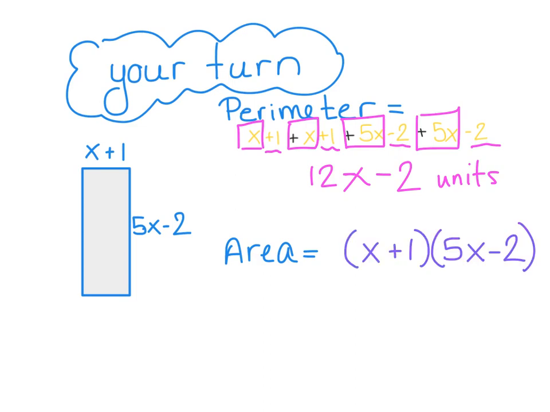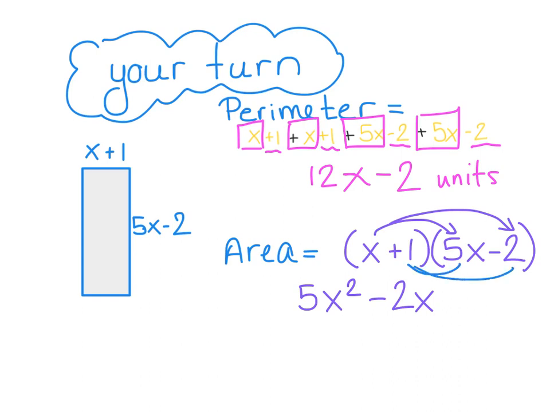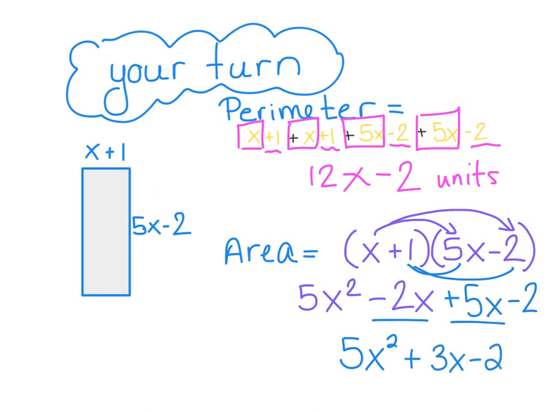For area, you need to multiply the two sides together. So you'll do either FOIL or just you're distributing this x, first, outer, inner, last. X times 5x is 5x squared. X times negative 2 is minus 2x. And then you distribute this positive 1. So you do 1 times 5x is plus 5x, and 1 times negative 2 is minus 2. You then combine your two middle terms here. That gives you 5x squared plus 3x minus 2 square units, or units to the second power.